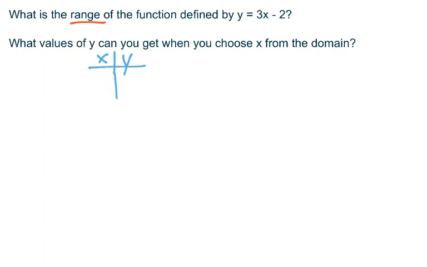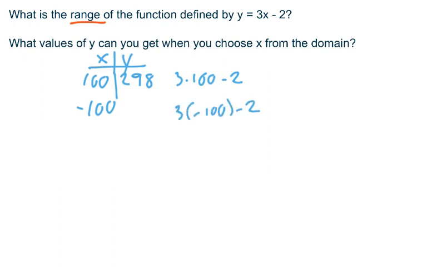But what if we use some numbers that are very large in absolute value, like 100? If x is 100, y would be 3 times 100 minus 2. I think that'd be 298. What if x was something very, very negative, like negative 100? In that case, your y value would be 3 times negative 100 minus 2. That's negative 302.